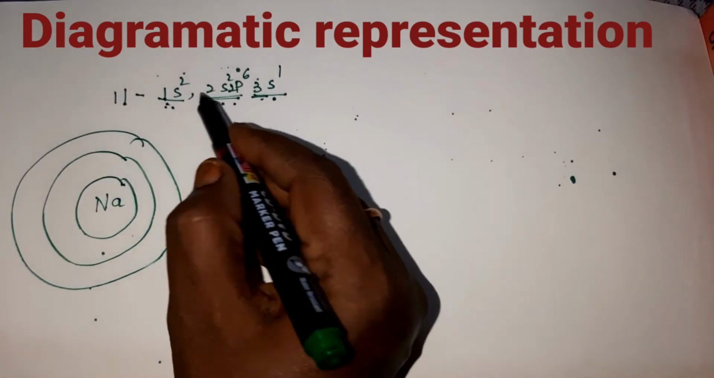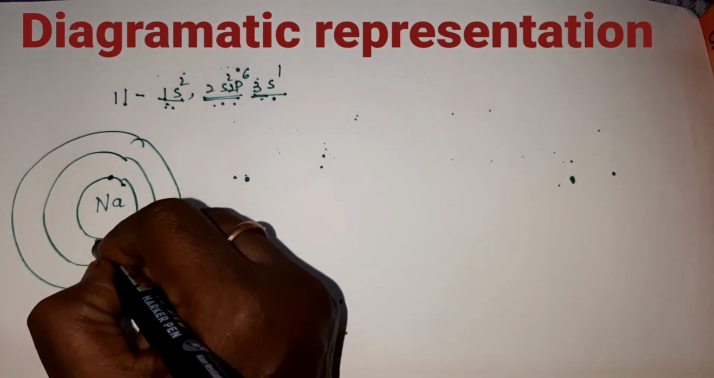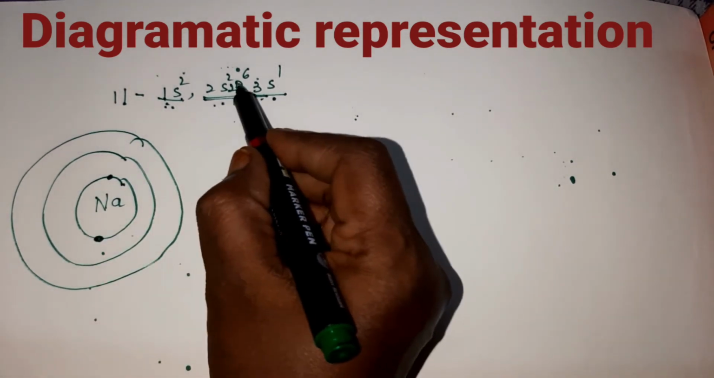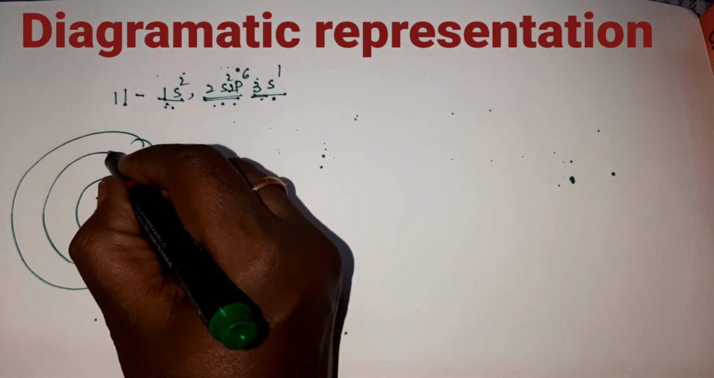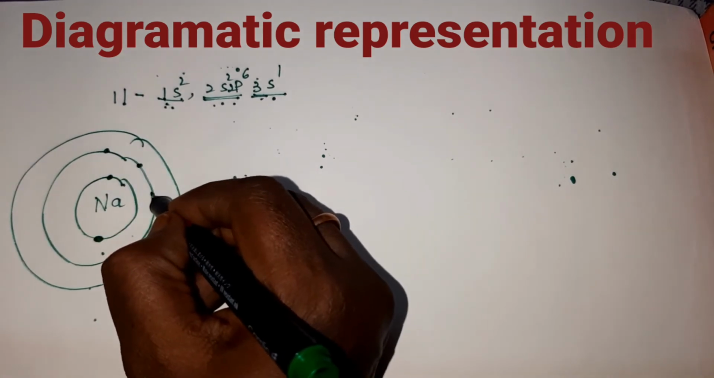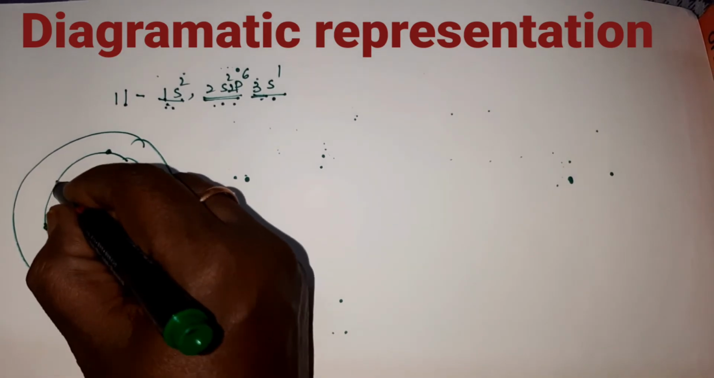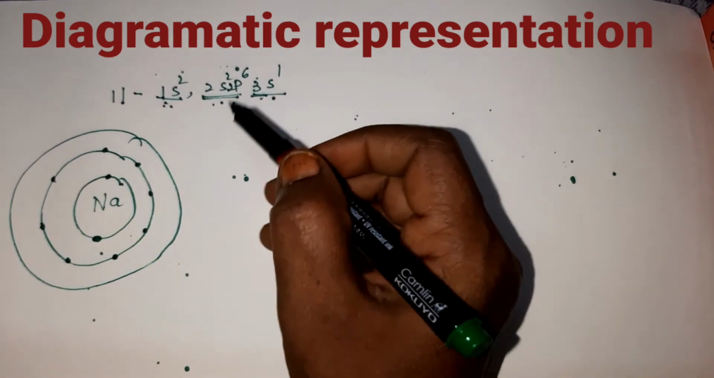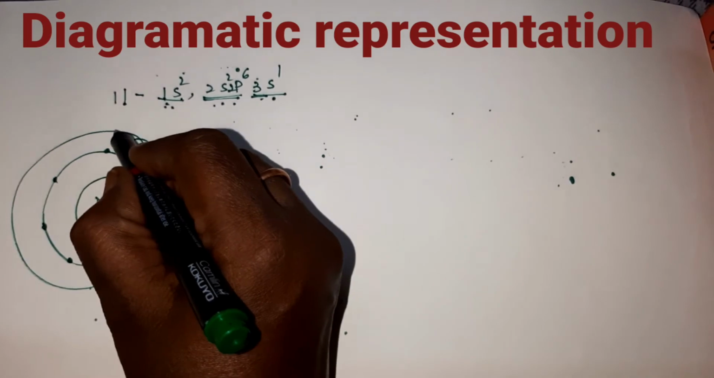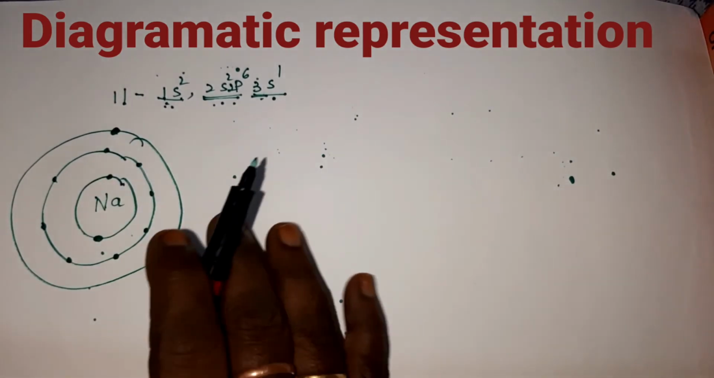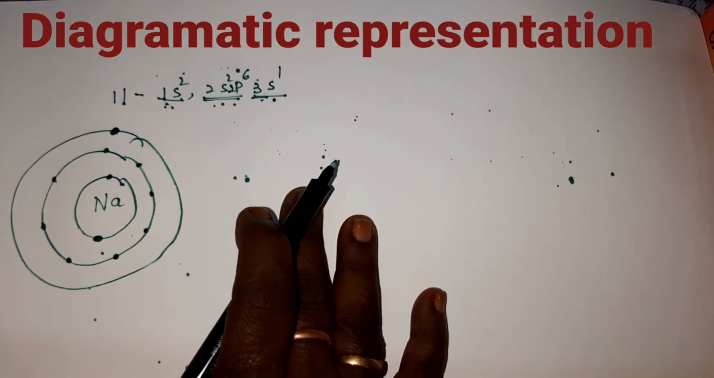So in the first shell, how many electrons are there? 2 electrons. Clear, children? In the second shell, 8 electrons are there. So 1, 2, 3, 4, 5, 6, 7, 8 electrons. In the third shell, only 1 electron is present. Clear, children? This is how you have to show the diagrammatic representation.